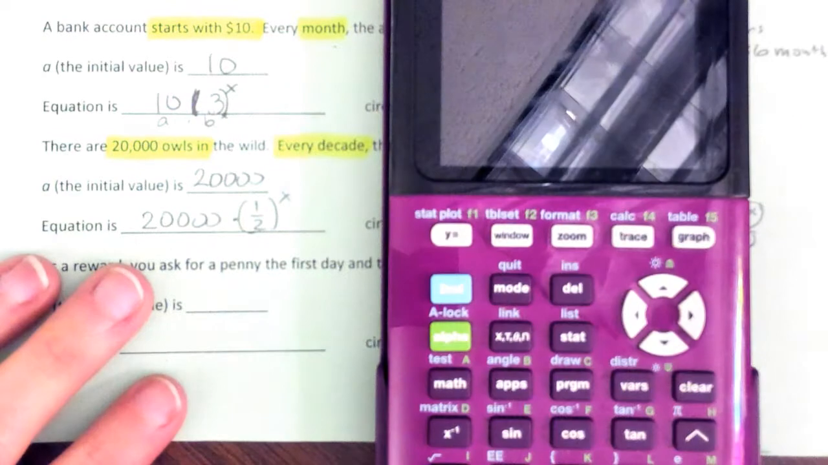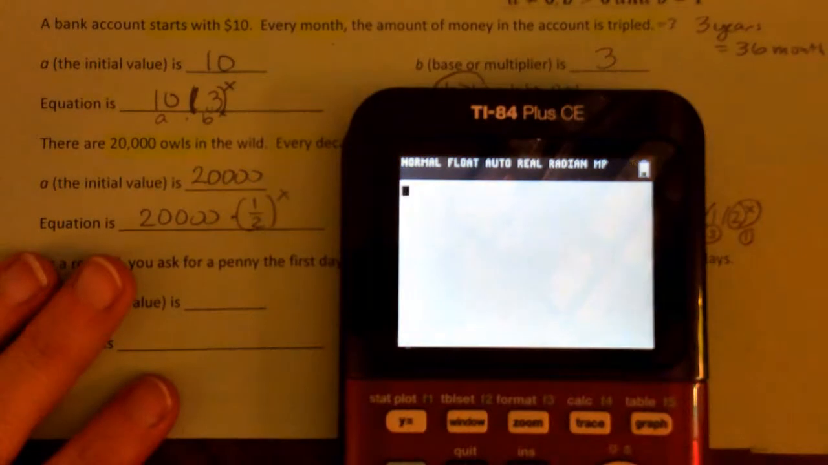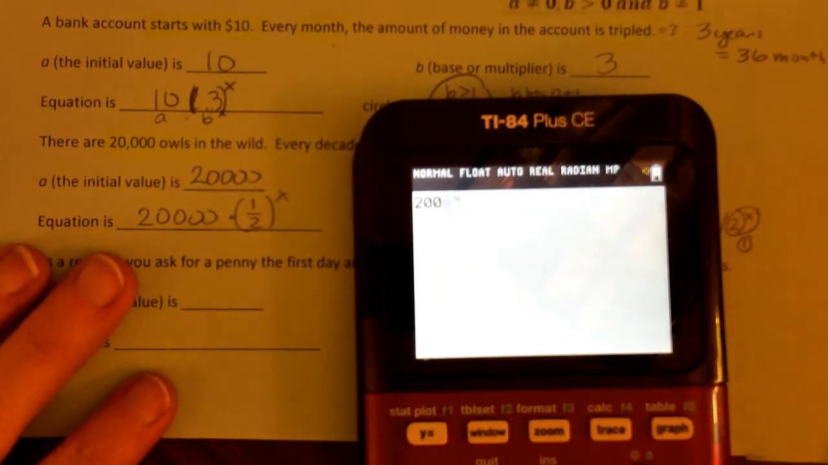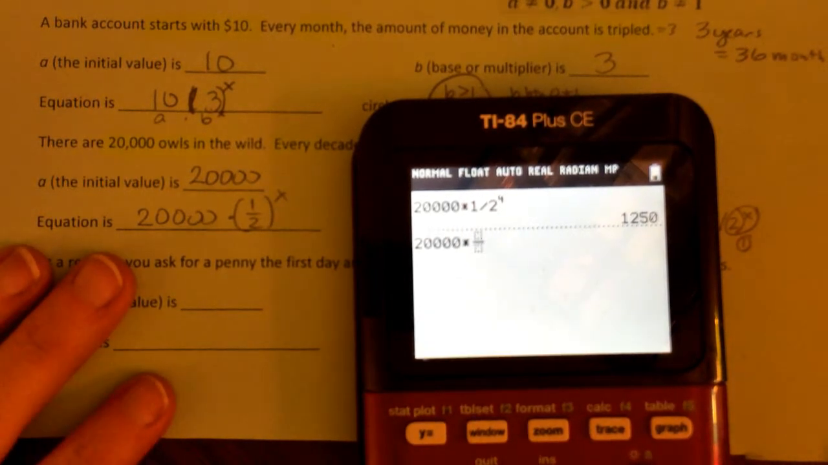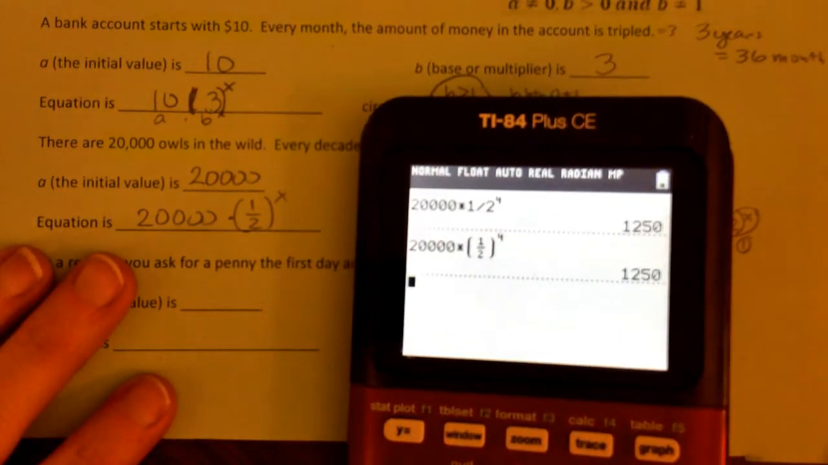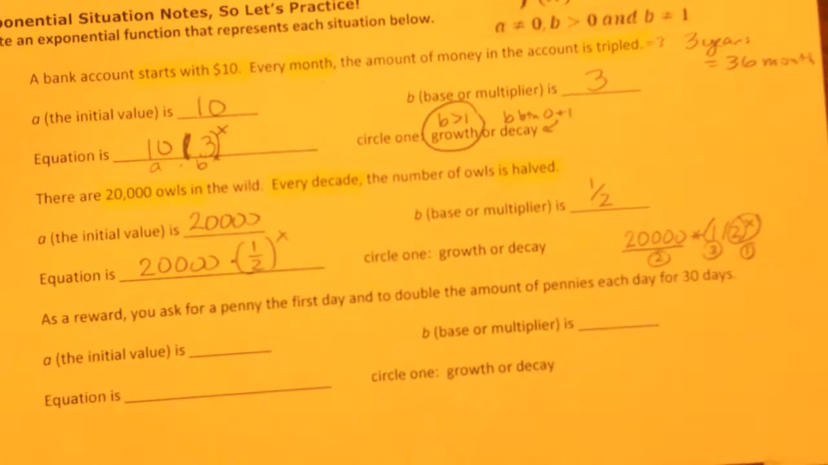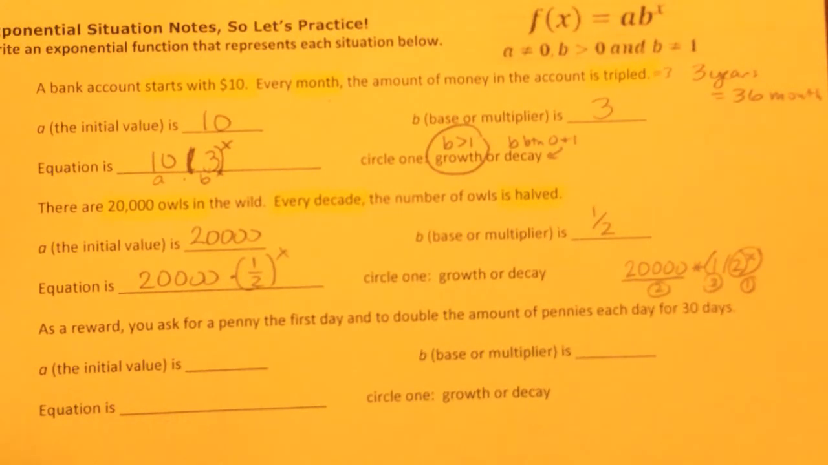Let me just show you what this looks like. If I do 20,000 times 1/2, let's say to the 4th, I get 1250. If I do 20,000 times 1/2 to the 4th, oh, I get the same answer. Oh, okay, well, never mind. I don't need to worry about that. Okay, I was wrong this time. Go me. I guess that does make sense.